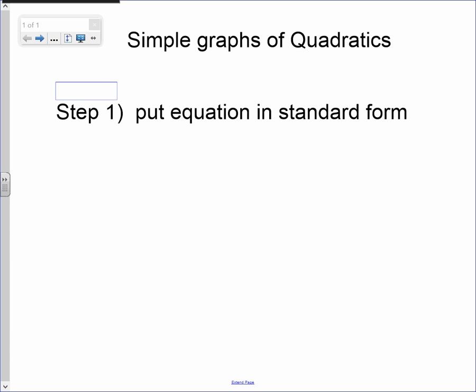Now, what do I mean by standard form? Check it out. You're no stranger to standard form.